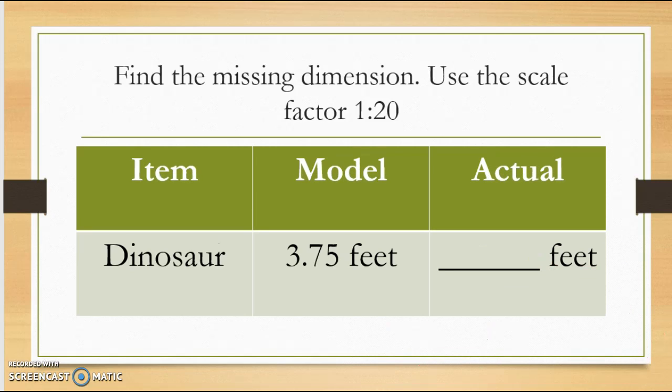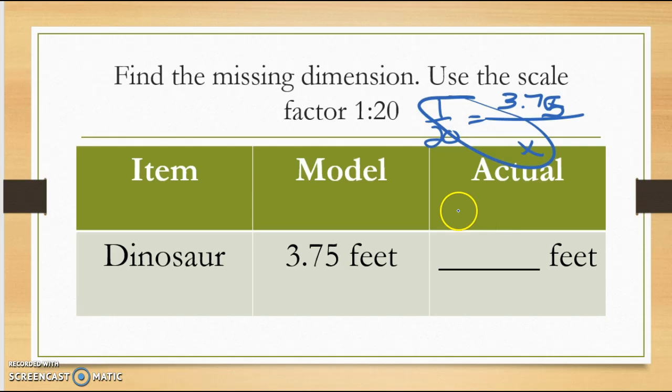Here we're finding the next missing dimension. So we have a scale factor again of 1 to 20. Alright, so this is how I set up my proportion. I could do cross product again. So 1 times x would give me x. And then 20 times 3.75. Remember, on your test you will be able to use a calculator. So here we have 20 times 3.75, which gives us an answer of 75 feet.